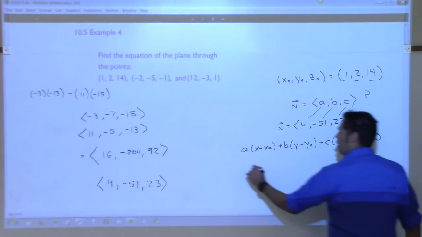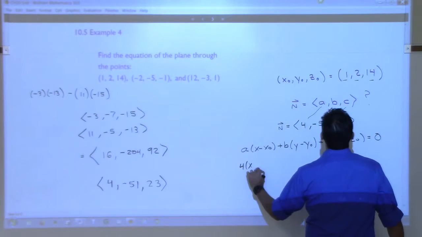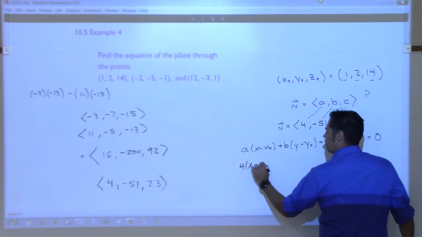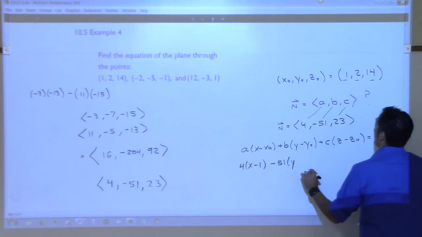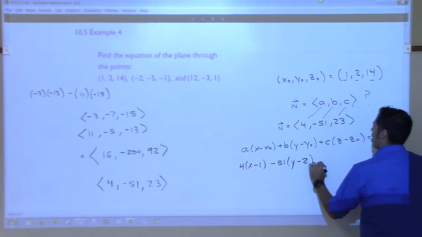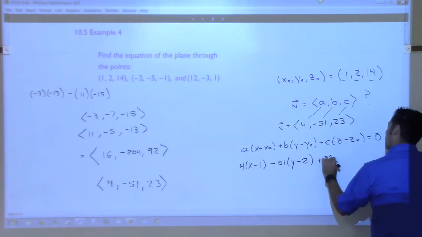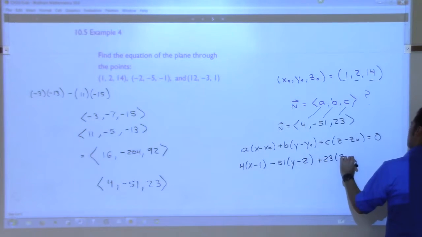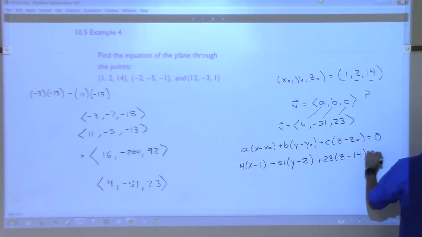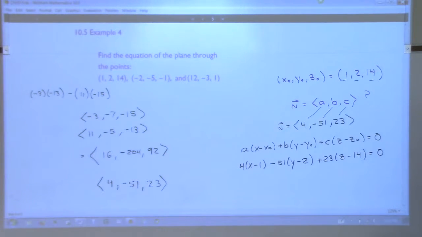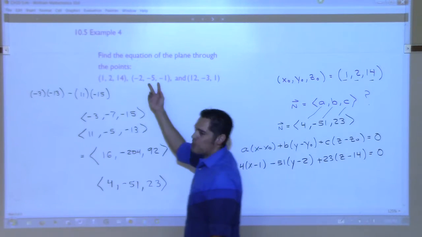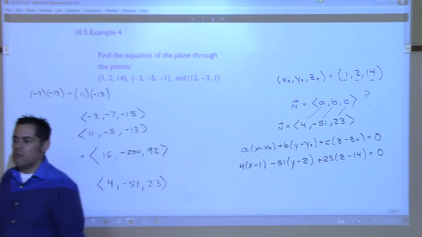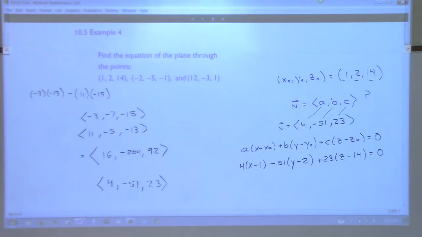So it's going to be 4 times x minus 1, minus 51 times y minus 2, and then plus 23 times z minus 14 equals 0. Yes? I have a question. For our x naught, y naught, z naught, could we pick any one of those? Any of those points you could have picked. Yeah, no, any of those points would work.